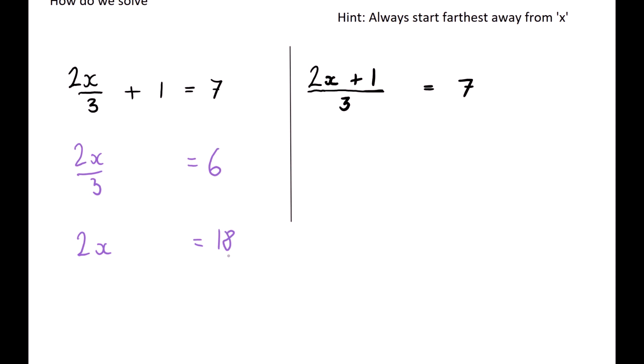Before we had x equals 18. Now we've got 2x equals 18. So we have to divide by 2. So x is going to be 9. And here it goes through the exact same way.